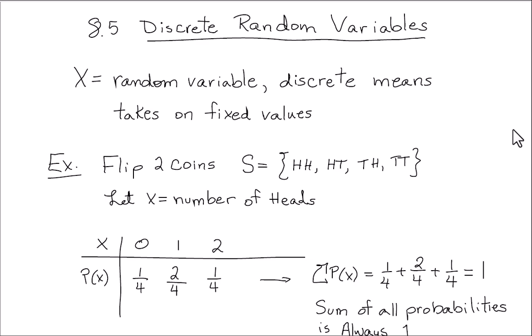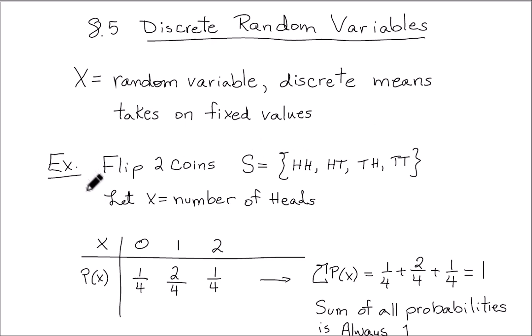Welcome to Math 1324. This is section 8.5. We are looking at discrete random variables and distributions. Capital X that you see here typically represents a random variable. It's a variable that takes on different values. In this case, it takes on discrete values, fixed numbers. It's not a continuous set of numbers, just discrete fixed values.